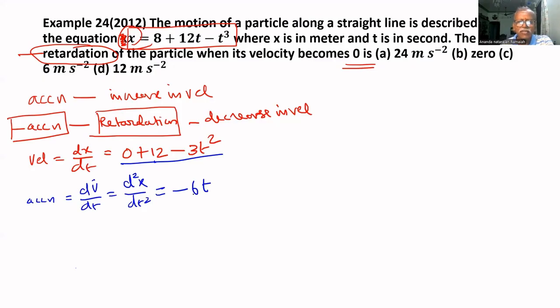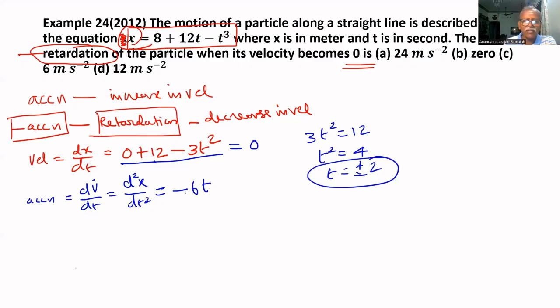When the velocity is 0, what is the acceleration? That is the question. The retardation of the particle when its velocity becomes 0. Velocity becomes 0 means we have to equate this to 0. If we equate this to 0, 3t square equals 12. Therefore t square equals 12 by 3 equals 4, so t equals plus or minus 2. Time is only positive, so we take plus 2. When t equals 2, what is the retardation? It is negative acceleration, which is minus 6 multiplied by 2 equals minus 12. Therefore, D is the answer.